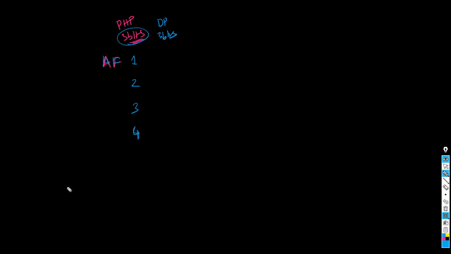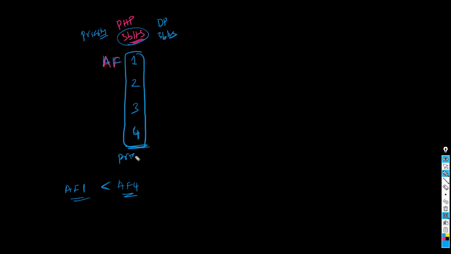So which means if I'm receiving anything with AF1 and if I'm receiving AF4, the higher the number, the higher the priority. So the per hop behavior defines the priority for the traffic, which means the priority will be given to AF4 when you compare with AF1. So the first number will decide what the priority of that particular traffic will be.